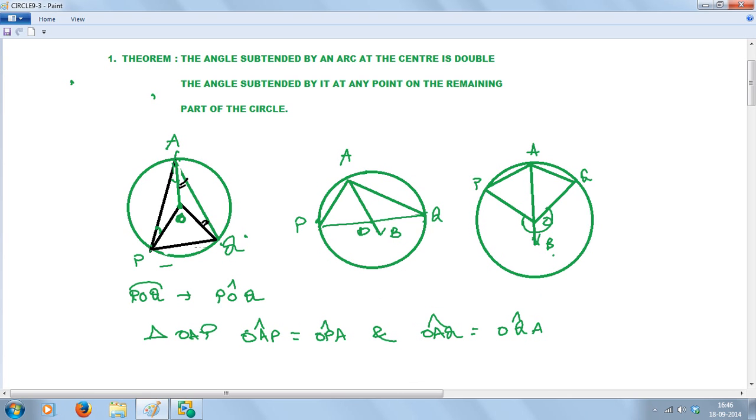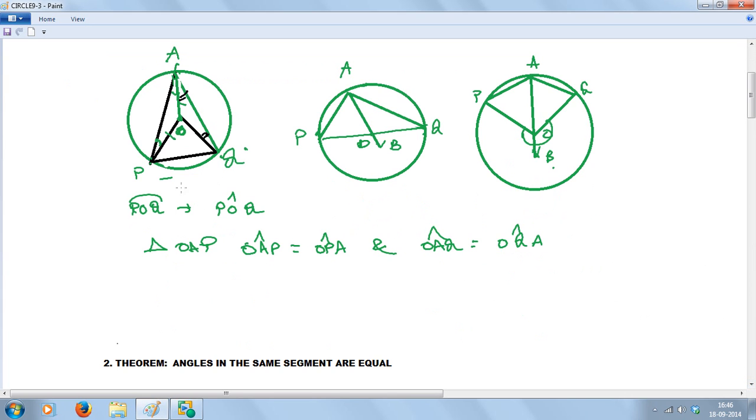Now in both the triangles AOP and AOQ, these two sides, the radii, are of equal length, so they subtend equal angles. So they are isosceles triangles. Two sides are equal, therefore two angles are equal. So what about angle BOQ? Angle BOQ is equal to angle OAQ plus angle OQA, the sum of the interior angles.